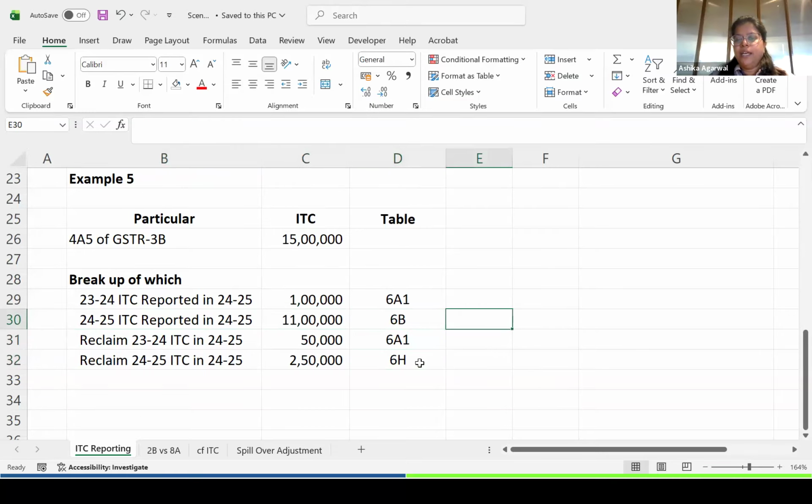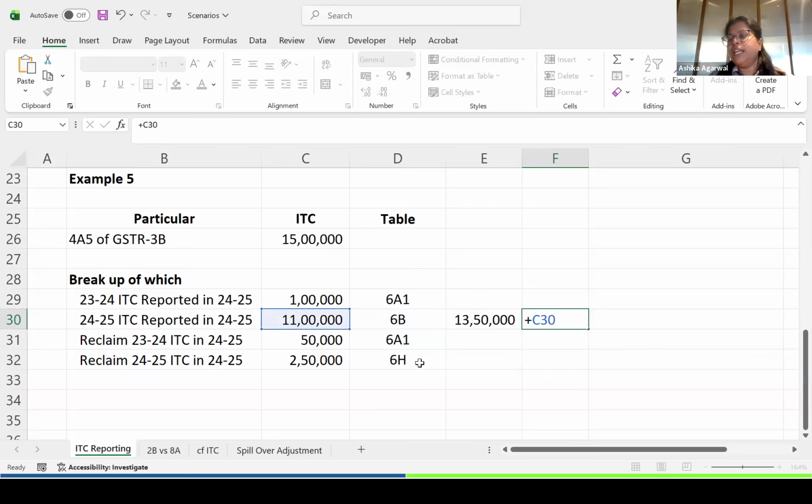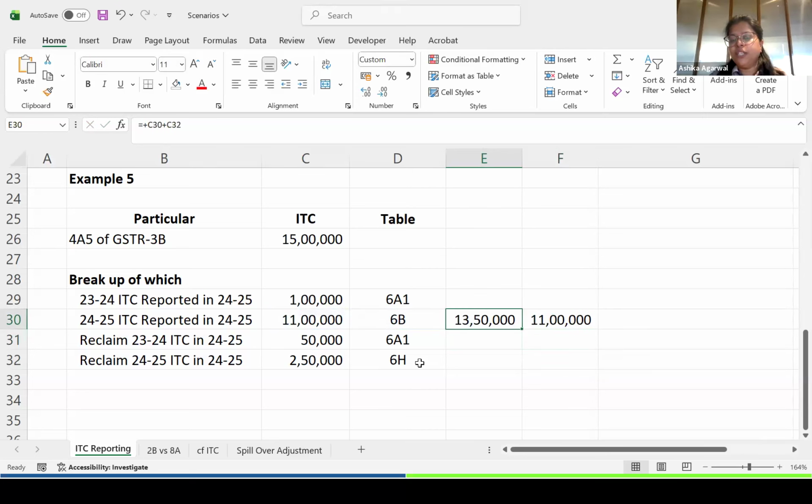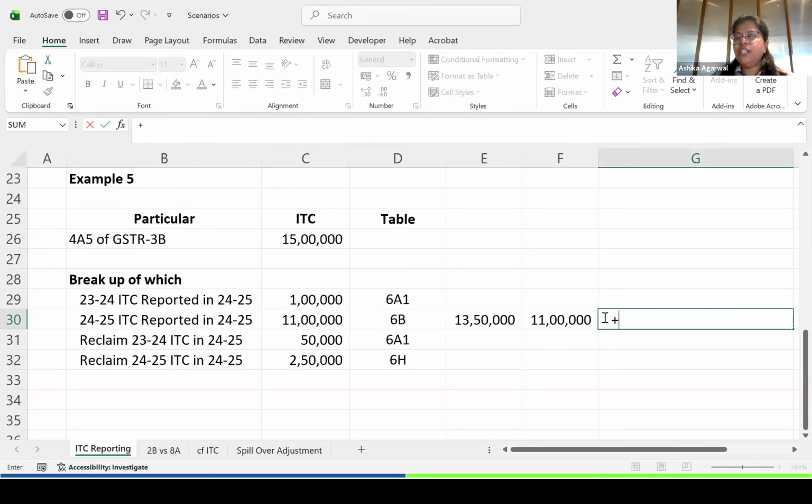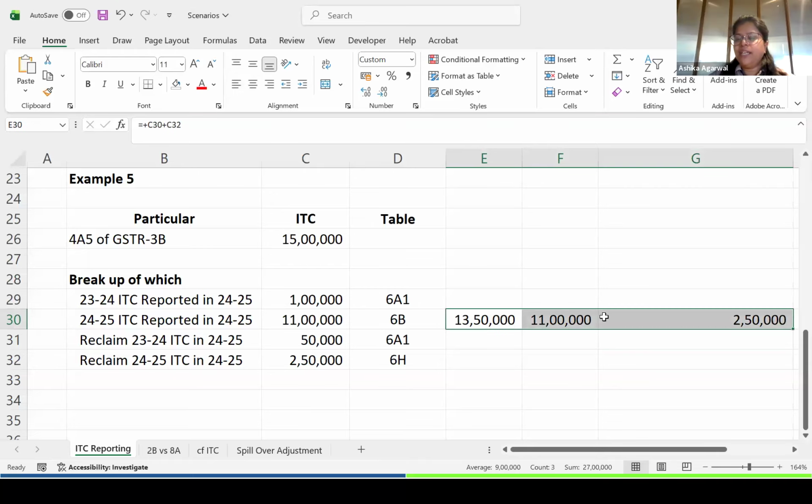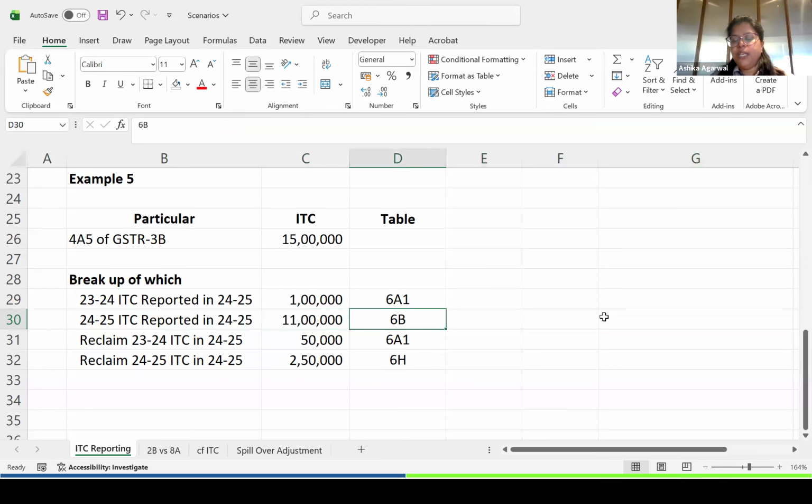Because if I consider this 11 plus 2.50, my table 8A auto-populated will only show 11 lakh. It will not show 13.50, because my 4A5 will be showing 13.50 due to this reclaimable ITC, due to which table 8A will have a reconciliation issue up to this extent. So that's why they have divided the reporting into 6B and 6H for reclaimable purpose.